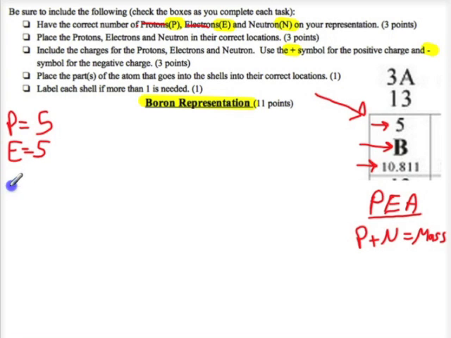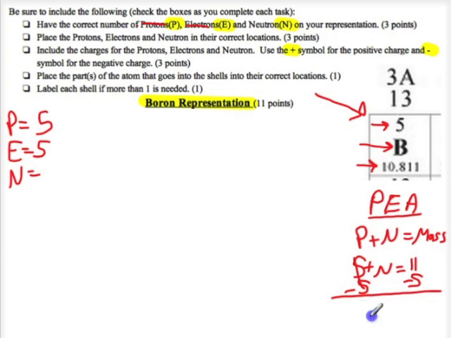Now, how many neutrons do I have? Well, P plus N equals the mass. So if I look at this, how many protons do I have? I got 5. And what's my mass? It's 10.81. I'm going to round that to 11. And this may sound like algebra class, but I'm going to solve it symbolically.